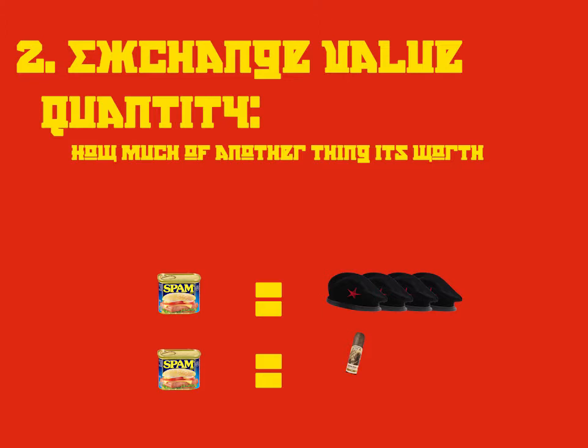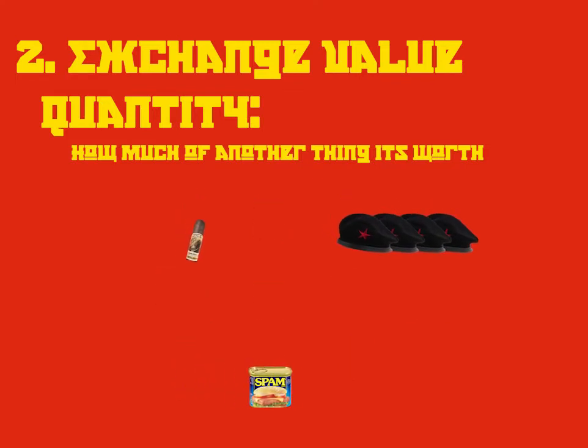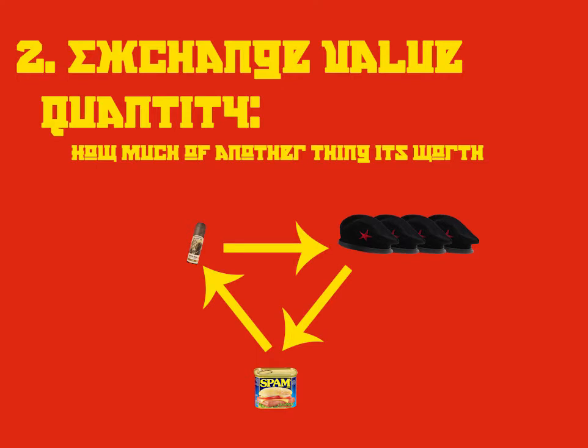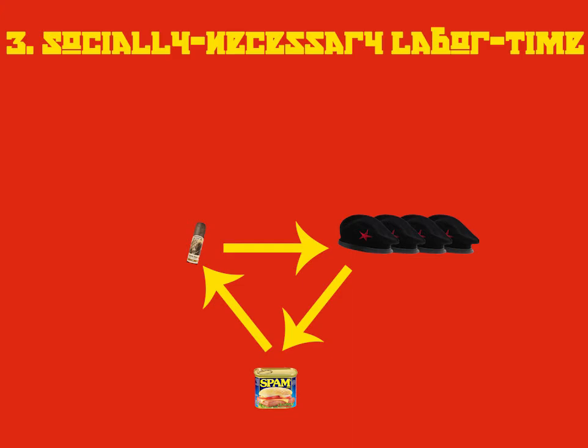As we can see in this example, the amount of another commodity spam is worth varies greatly depending on what the other commodity is. In fact, if we use the transitive property, we know that four hats is also equal to half a cigar, and therefore these commodities are all interchangeable, all have the same exchange value. If we want to understand why these objects are interchangeable, though, we need to look at socially necessary labor time.